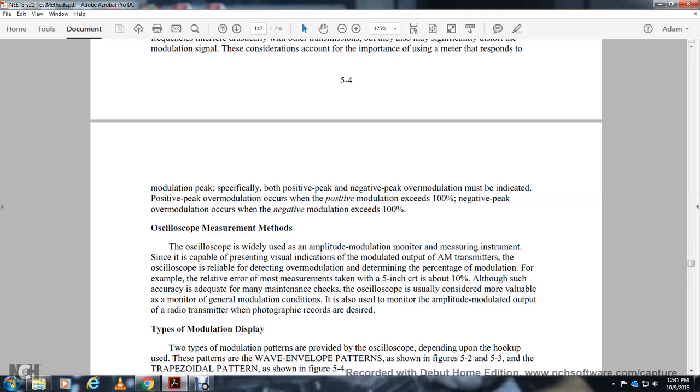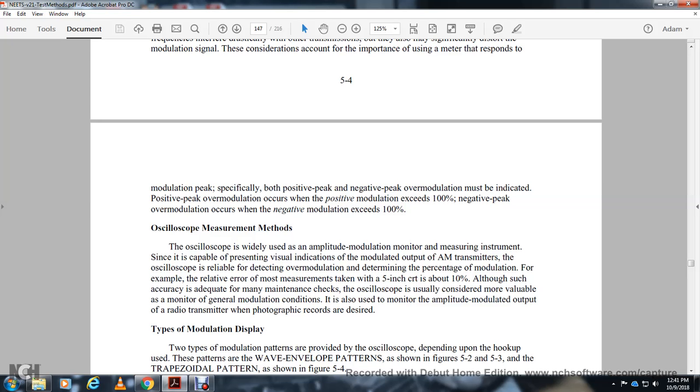For example, the relative error. Most measurement is taken on a 5-inch CRT, with about 10% of the accuracy of the main check with the oscillator. You would consider it more valid when monitoring general modulation conditions.